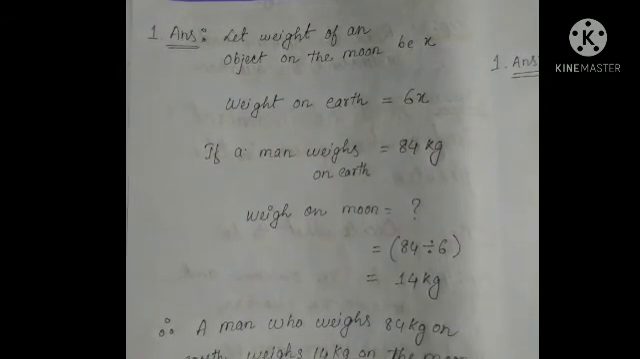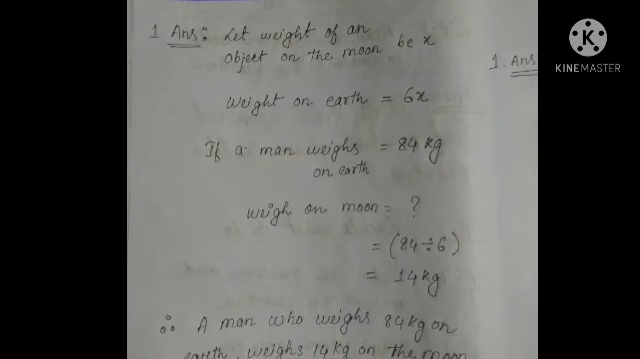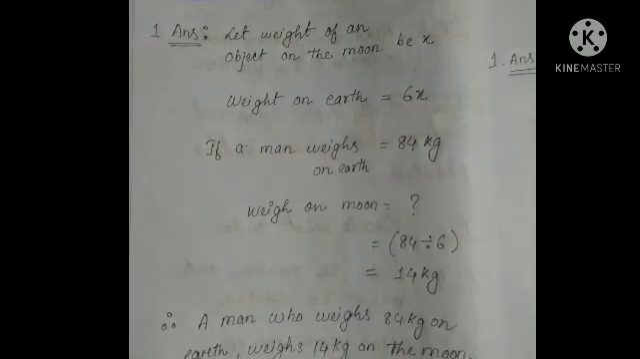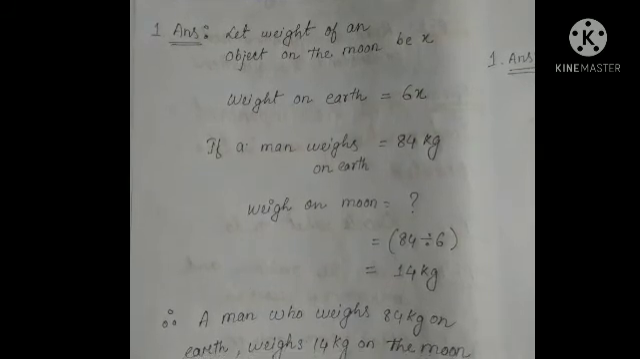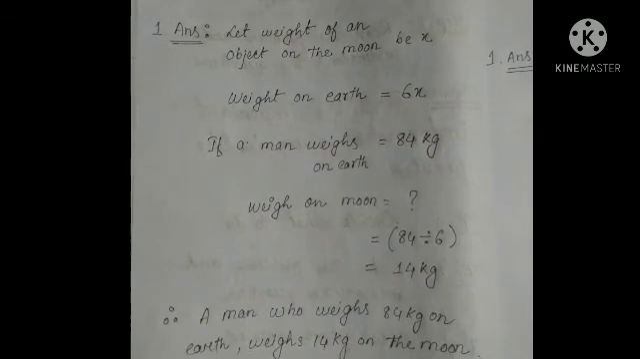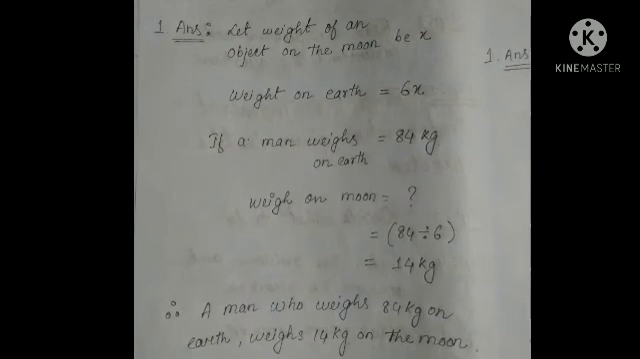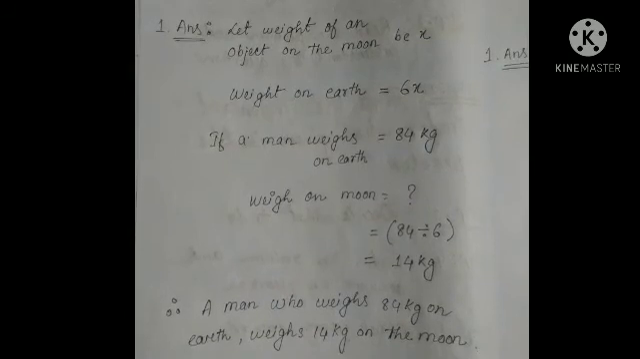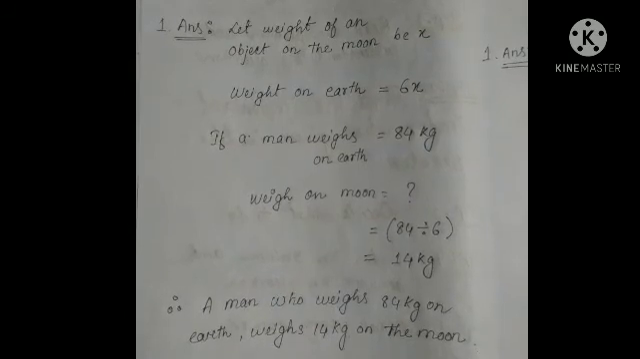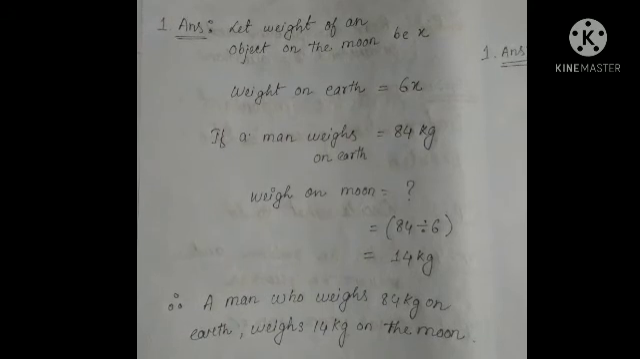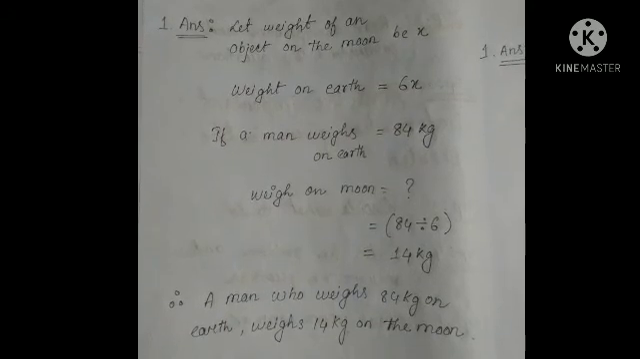14 kg on the moon. Okay, so I think you understood, student, what is the logic behind it. That means when it is on earth it is 6 times more, and when it is on the moon then it will be less. Okay, so that's why we decided to use what? Division. Okay, so by following all the steps we have solved this question.